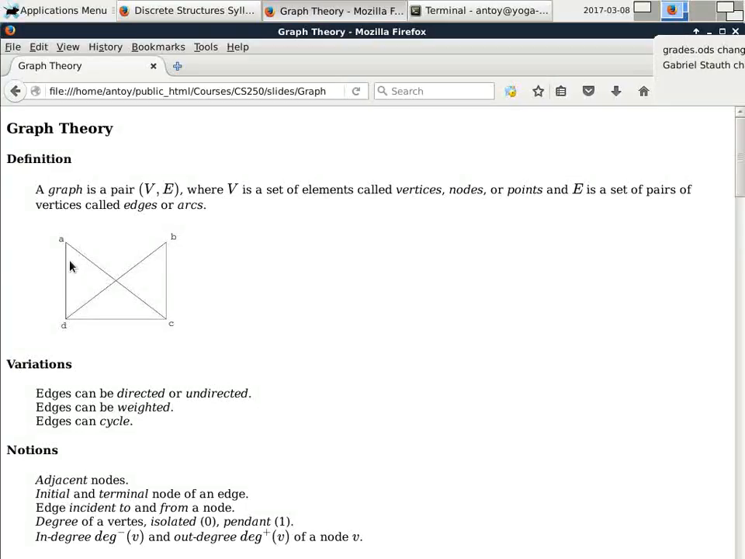Is there a circuit there? Can you do a circuit? A cycle. A, C, D, A. This is the cycle. Is this simple? Yes, because you go over the edges only once. What would be one not simple? A, C, D, A, C, D, A. You go over twice. Yes?